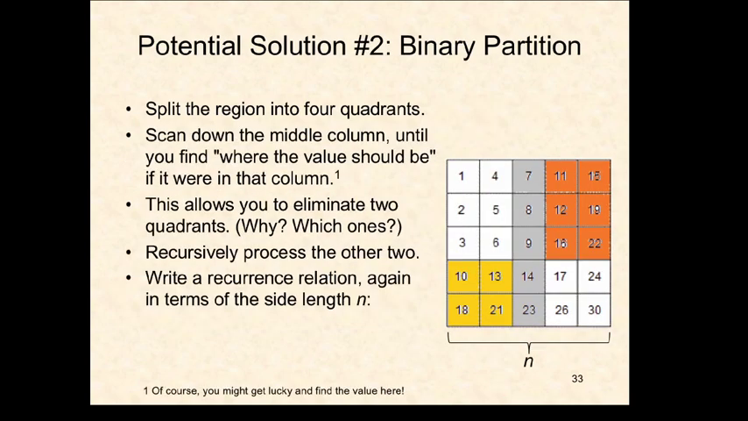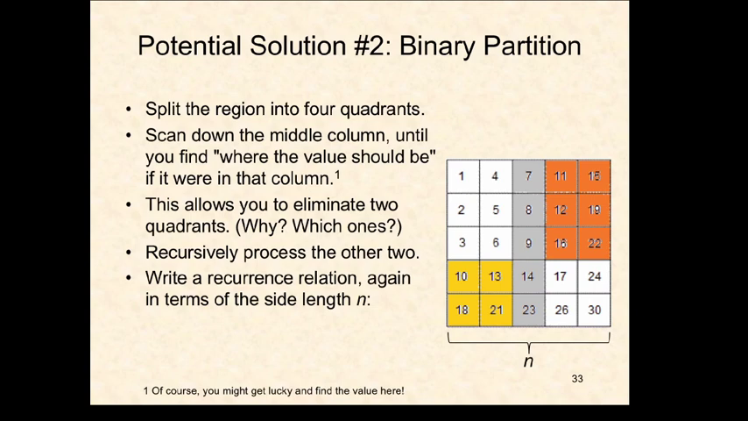Now, let's look at a different way to do it. Let's do a binary partitioning. What I'm going to do is scan the middle column here. Alternately, I could use the middle row, but we've got it diagrammed out using the middle column. I'm going to scan down the middle column, and I want to find where the value should be if it was there. Of course, we could get lucky. I'm searching for, say, 14, and I find it, I'm done. But if I don't find the value I'm looking for, I want to know where it should be.